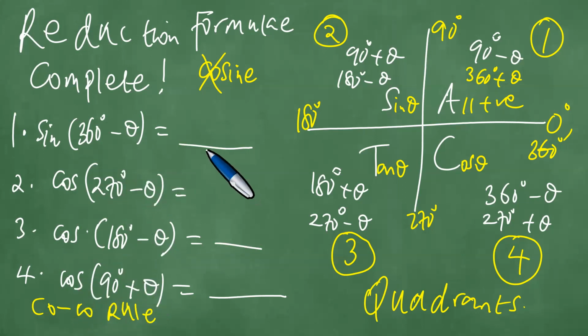Now let's look at the first one, 360 minus theta, sine. What's the answer? Negative sine theta. Okay, well done. Because 360 degrees minus theta is in the fourth quadrant. In the fourth quadrant, only cosine is positive, and therefore the sine is negative. So the result is going to be negative, and therefore you have negative sine of theta.